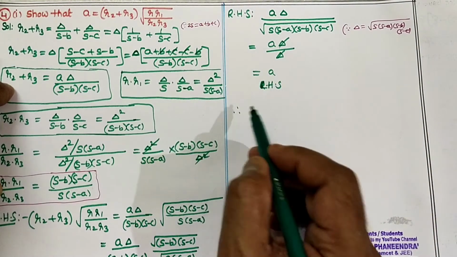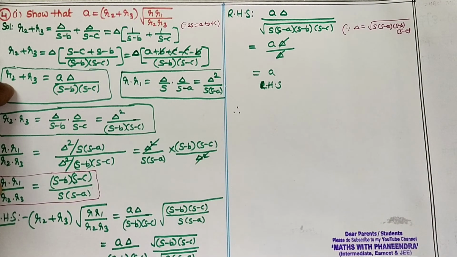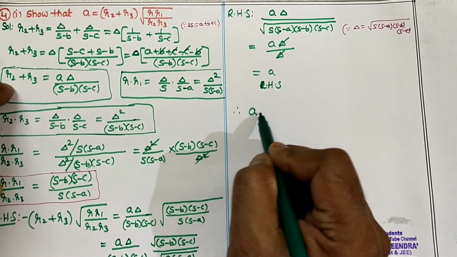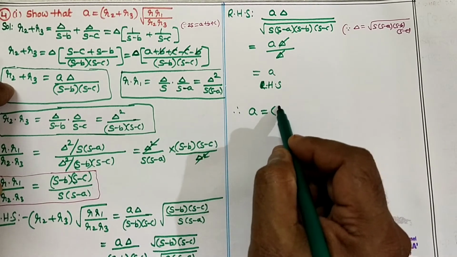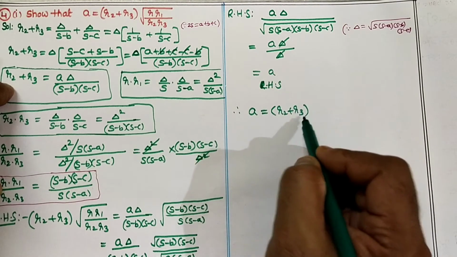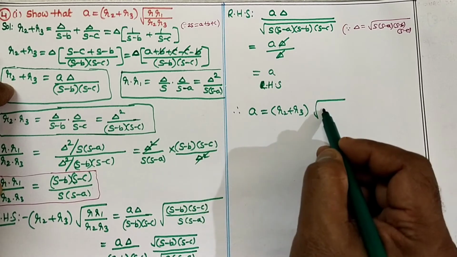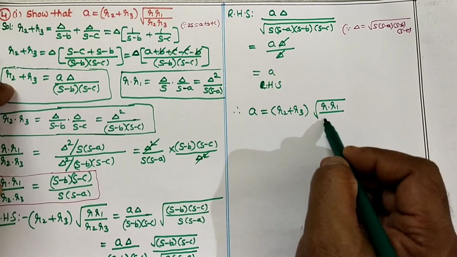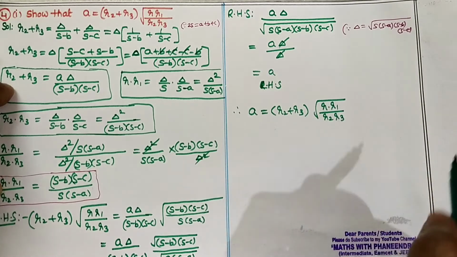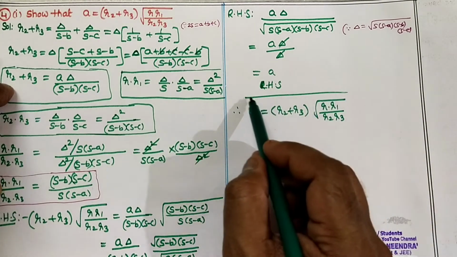So therefore A equal to R2 plus R3 into square root of R1 divided by R2 R3. This is the result we proved.